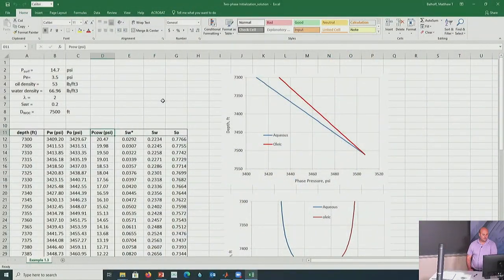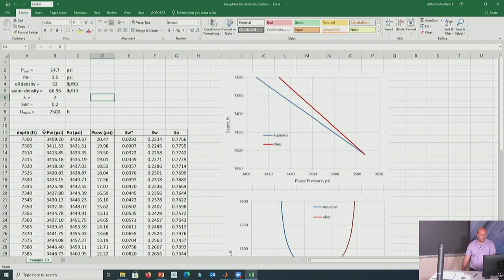I gave you a spreadsheet that's kind of set up for you. Let me show you. What I did is I put in all my inputs here, and then I've got my depths. I got my water pressure, which is just the formula that we used before, but I can do it at all depths. Then the oil pressure, and I use the capillary entry pressure at the water oil contact line. The difference between those two is the capillary pressure. From that, I can calculate SW star using the formula. From SW star, I can calculate SW, and of course, SO is 1 minus SW.